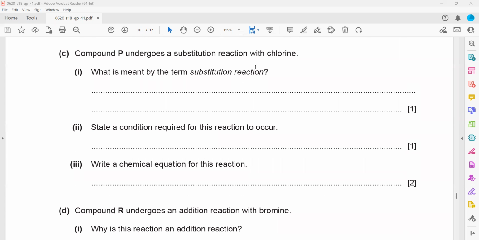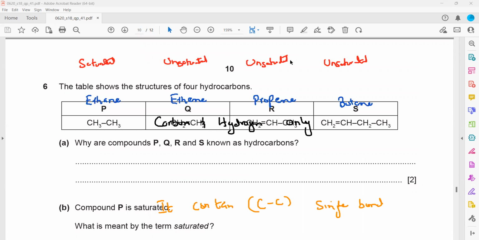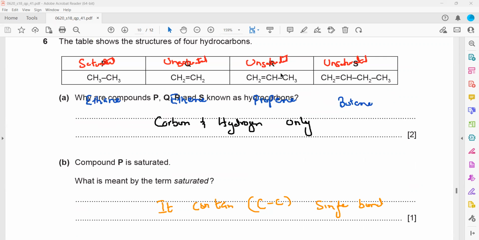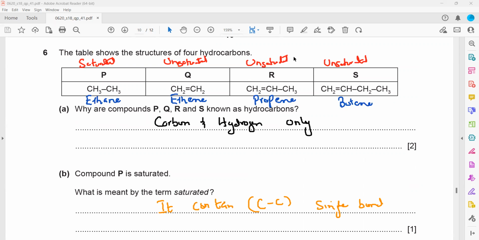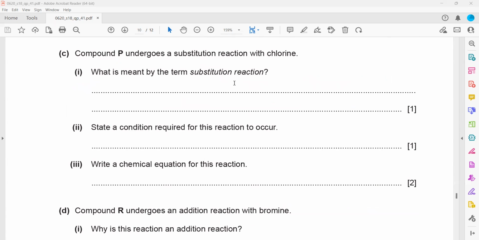Compound P undergoes a substitution reaction with chlorine. Remember one thing: whenever we have saturated and unsaturated hydrocarbons, if it is a saturated hydrocarbon, it will undergo a substitution reaction. But if it is an unsaturated hydrocarbon, it will undergo an addition reaction, meaning only one product will be there. So compound P can undergo substitution, but Q, R, and S will undergo addition. And when it undergoes addition, there will be only one product.